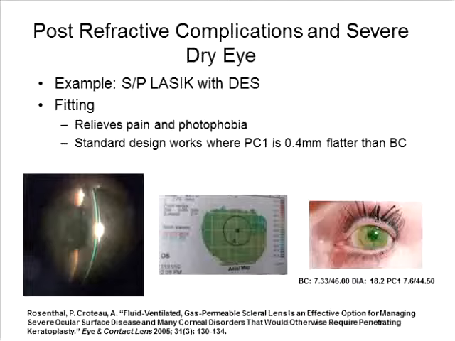Scleral lenses reduce the pain and light sensitivity due to severe dry eyes. The shape of the cornea in this example is normal, even after refractive surgery. A standard lens design worked well, as in this case, meaning that the first peripheral curve is about 0.4 millimeters flatter than the base curve.